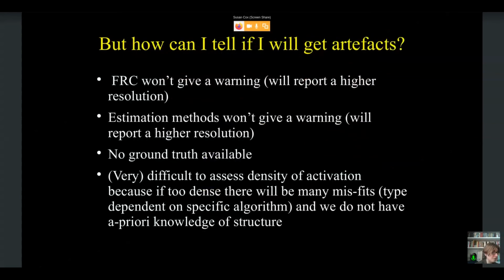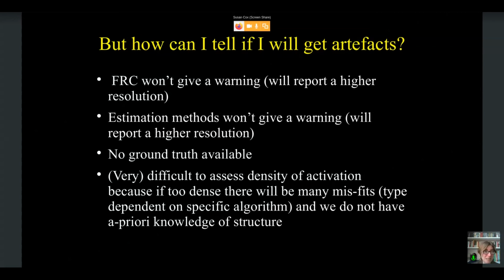So we know that Fourier ring correlation won't give you a warning. When you get sharpening artifacts like this, it just gives you a higher resolution. Estimation methods don't give you a warning either. They also just give you a higher resolution. If you try and estimate from the number of photons reported, that also reports a higher resolution.